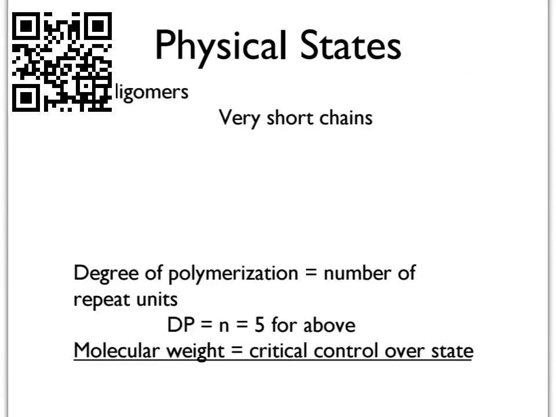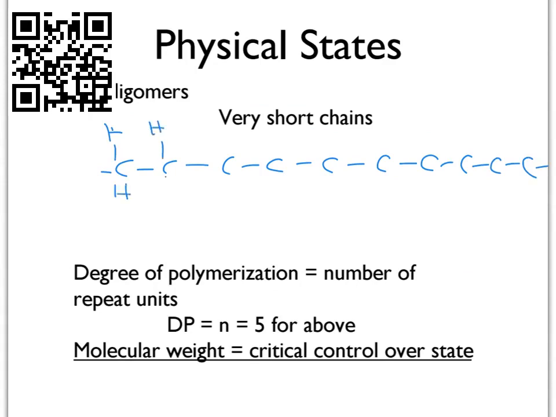Oligomers, on the other hand, are very short chains, and so if we have something that looks like this, all right, and we have, in the case of polyethylene, all the hydrogens. You guys are very good at drawing these.